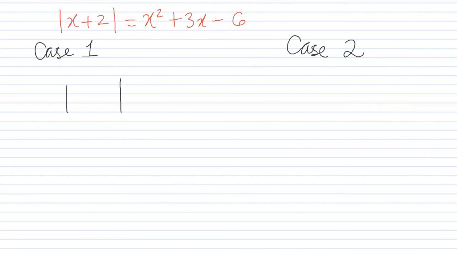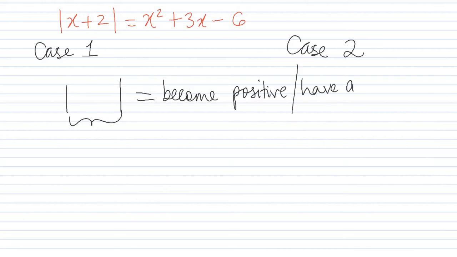What an absolute value does is to make whatever is in the absolute value symbol become positive, or have a positive value sign. So it does the same thing as a square would do, right? That is the same thing that is going on here.